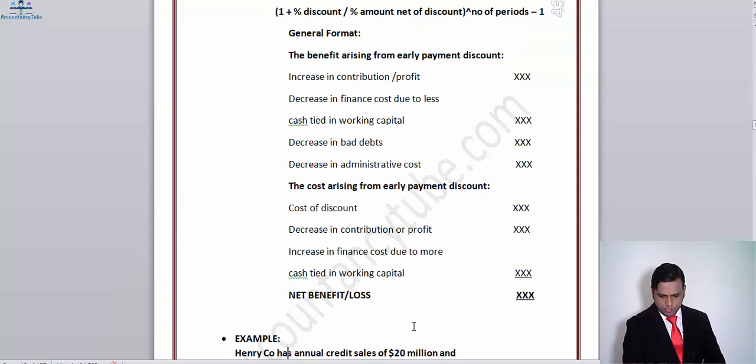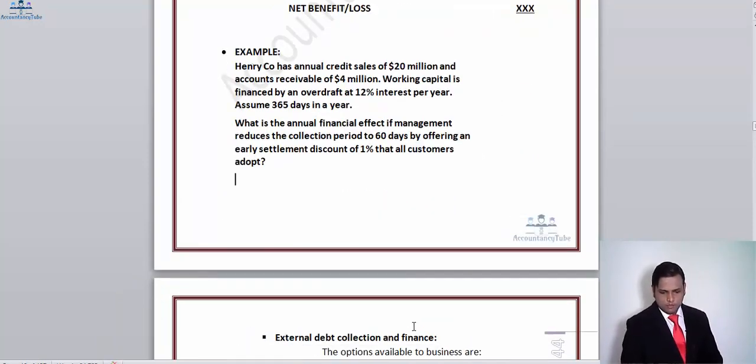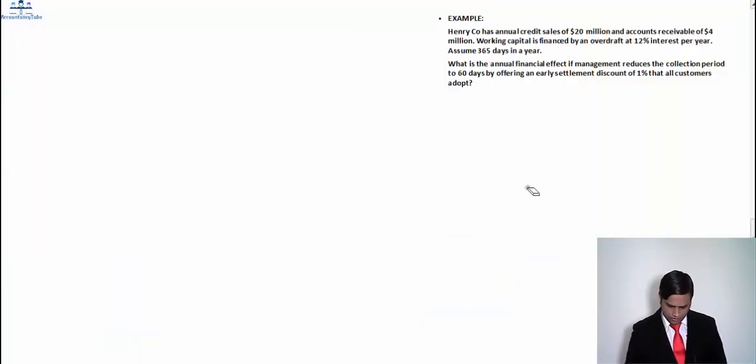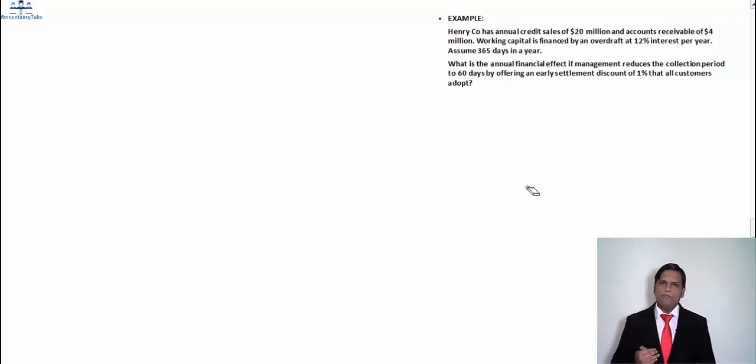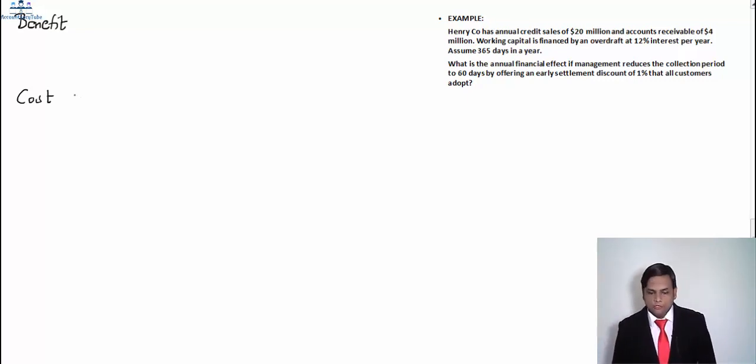Coming back to our notes, we have got an example over here. It's an exam style OT example. Let's do this example. I've already included it over here. Let's solve that. The format which we will be using is the same, which we have just learned. First, we need to look at the benefit and compare it with cost. Before we do that, let's see what the question has to say.